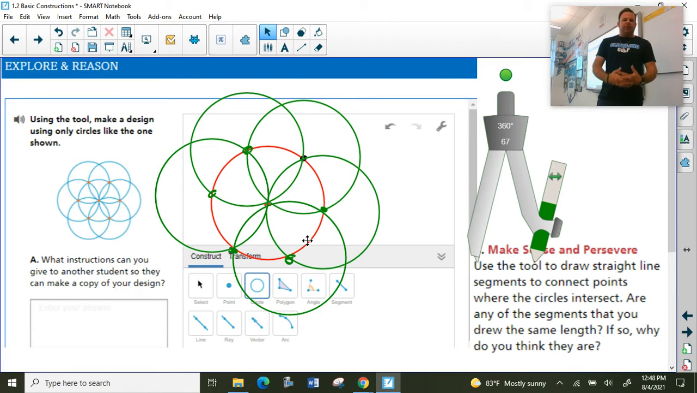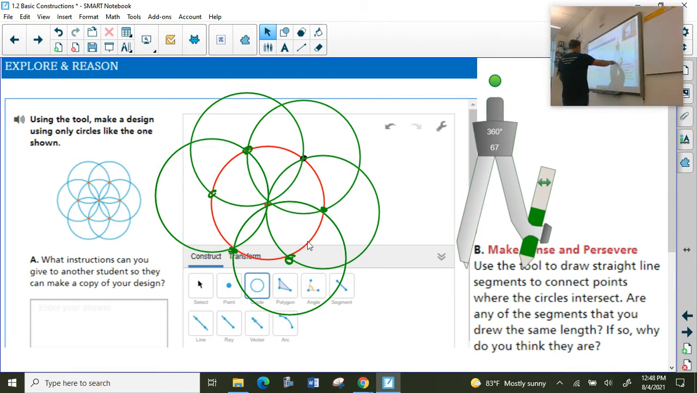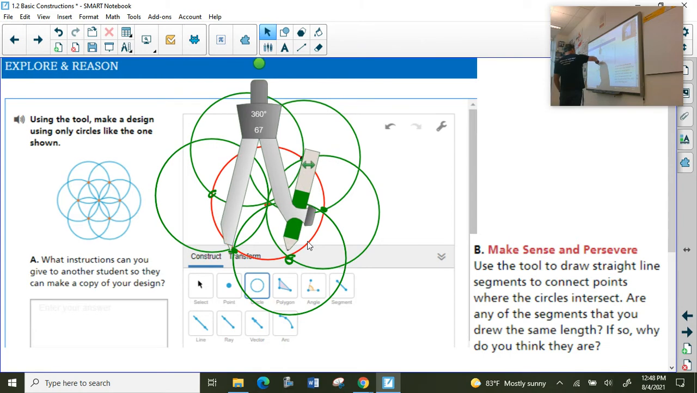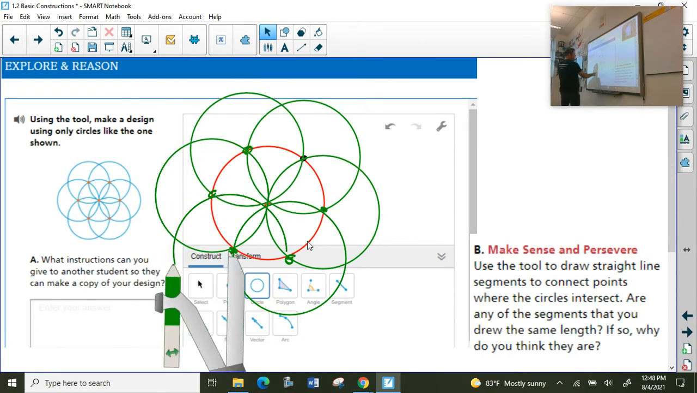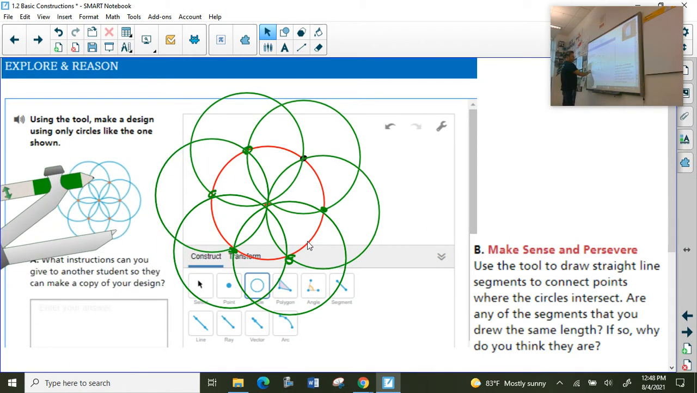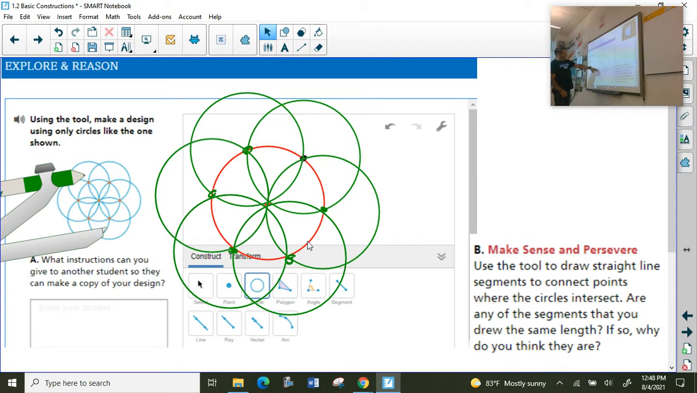And as you can notice, I'm missing one of the things here. I should have done that. One more circle there. So we have them all, even though we already had the intersection. So I had missed one.